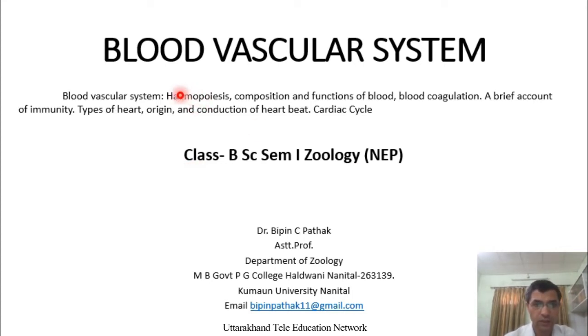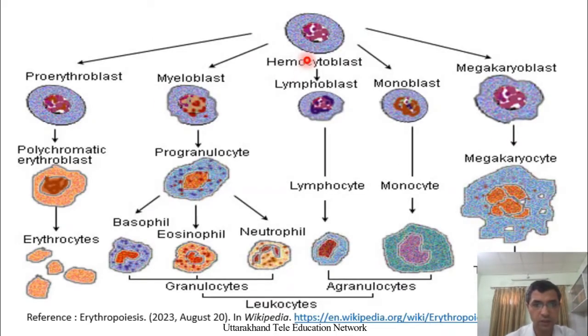Hematopoiesis. Here hematopoiesis means heme, this word coming from iron. Heme means iron and poiesis means the formation of the blood. Now we will see, this is hematopoiesis. Basically, hematopoiesis occurs in the bone marrow.